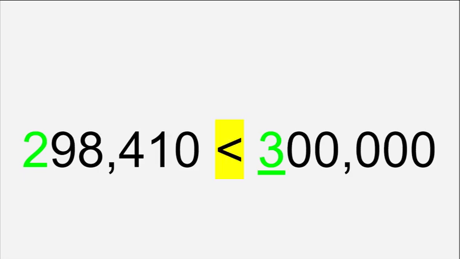Next, we will compare 298,410 and 300,000. Both numbers have 6 digits, so we'll start in the hundred thousands place value. The first number has a 2 in the hundred thousands place value. The second number has a 3 in the hundred thousands place value. 2 is less than 3, and 3 is bigger than 2. When we compare, we will say 298,410 is less than 300,000. Be sure to check your work.